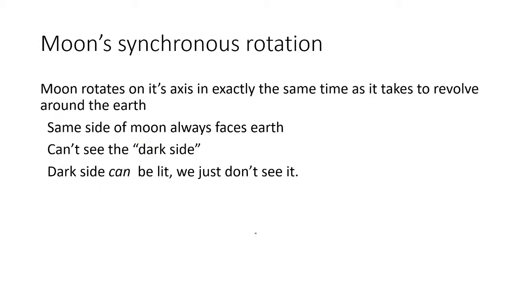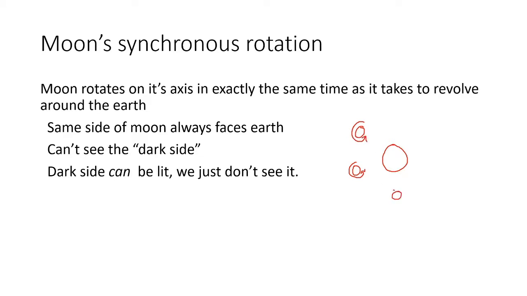So the moon's synchronous rotation. This is a neat thing. The moon rotates on its axis in exactly the same time as it takes to revolve around the Earth. And there's some speculation this may have to do with the moon's origin, and that's how it's sort of locked to the Earth. So what that means is as the moon's going around us, it's rotating also.